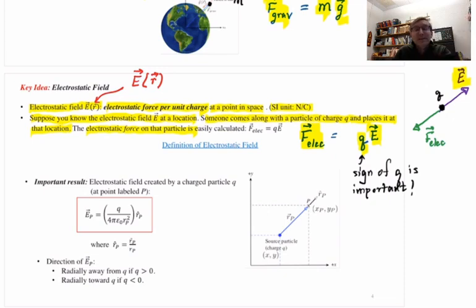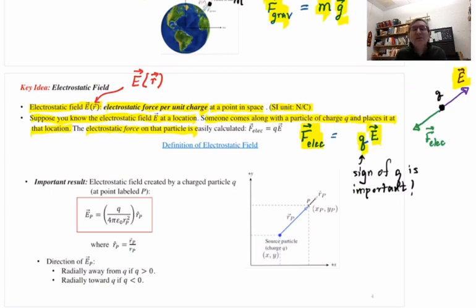I got to know what it is before I can then go do Q times E to get F. How do I find E? And what creates E, the electrostatic field? Answer: charge. Any charge. So I'm going to go through some steps.